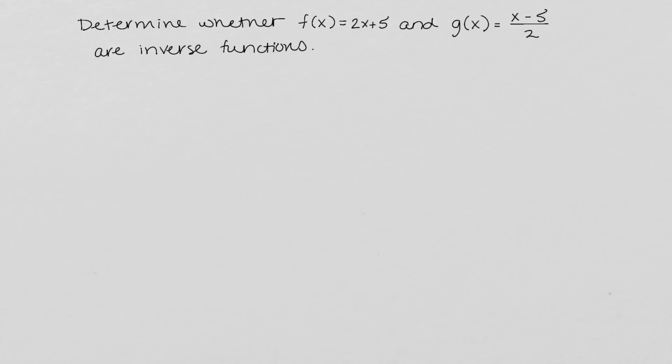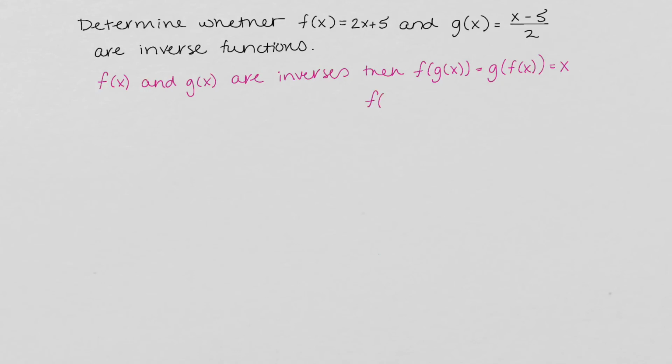So if 2 functions are inverses of each other, so if f of x and g of x are inverses, then f of g of x is equal to g of f of x is equal to x. And what that's saying is that if 2 functions are inverses of each other, when I use composition of functions one way, I'm going to get x. So I put g into f, I'll get x. And then if I use it the other way, if I put f into g, I will also get x. That's what that equation means, right?